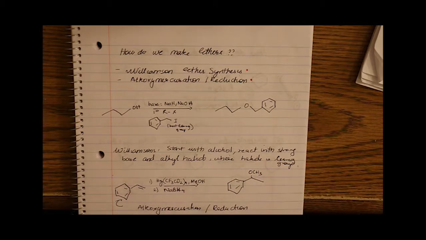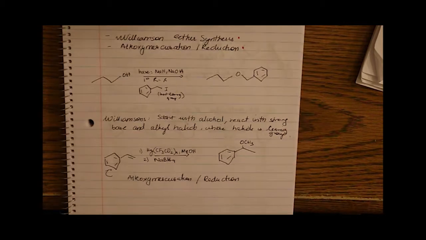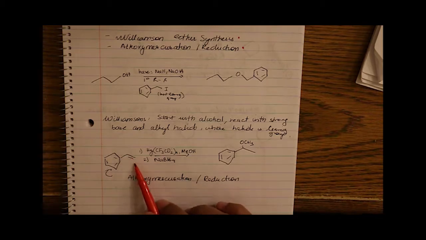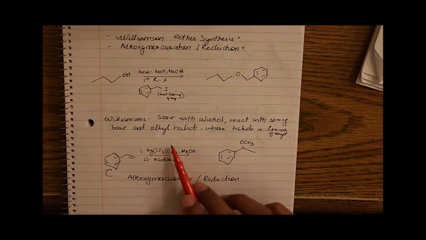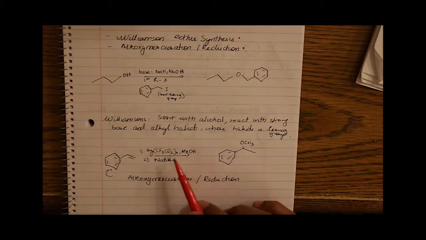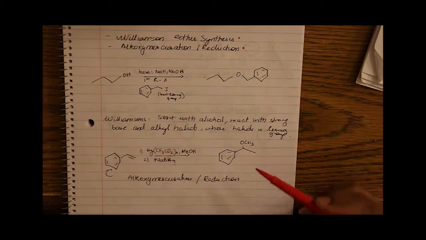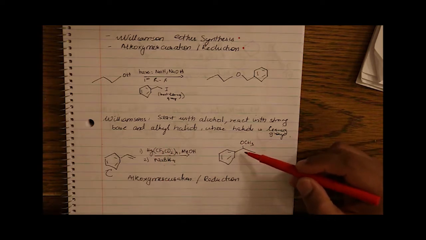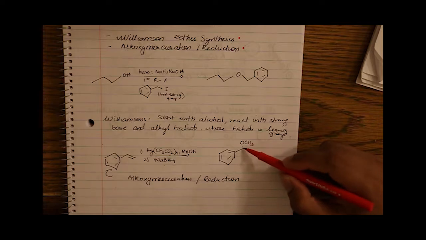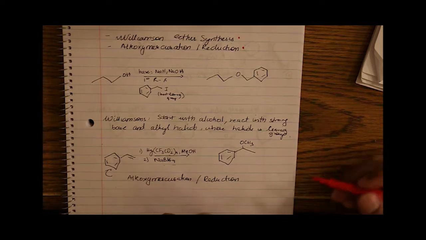The next way is alkoxymercuration reduction, as shown here. We start off with a terminal alkene, and in the presence of methanol, sodium borohydride, and a mercury reagent, you end up with a methoxy group added to the more substituted carbon of the alkene. So this right here is an ether. So ROR.